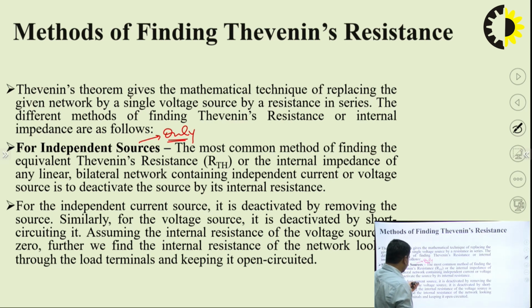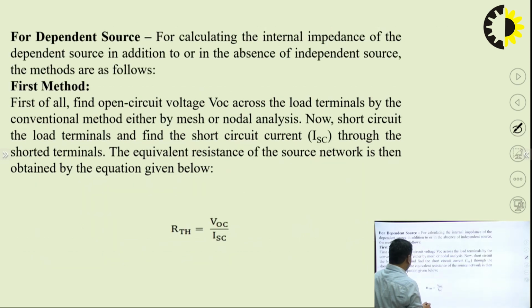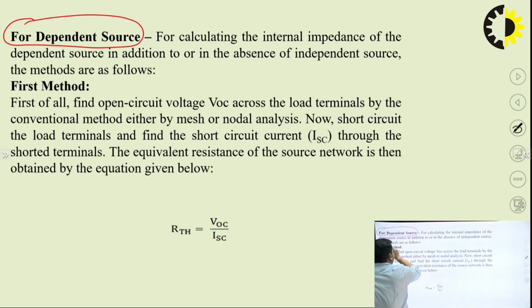For an independent current source, as we have discussed, it is going to be open circuited. Current source open circuited, voltage source short circuited. So it is deactivated in that way. That is the important thing. Now for dependent sources: if there are some dependent sources along with the independent sources, how do we find RTH in this case? There are two methods to find the RTH in this regard.